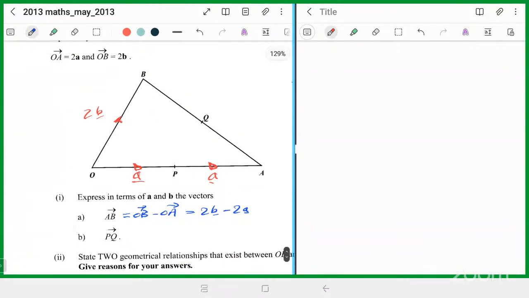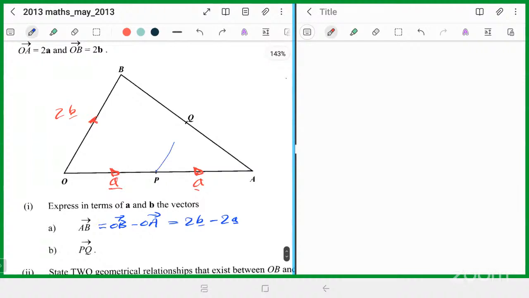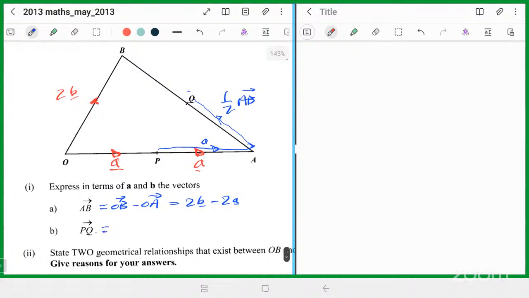Then I want the vector PQ, from here to here. Looking at the diagram, from P to Q, I start out, come over to here first with the a, and then go here, A to Q, using half of AB. That is how to take it from P to Q. Nice and neat, right? So let's do that. It equals this a here plus half of AB. Now, half of AB is half of this.